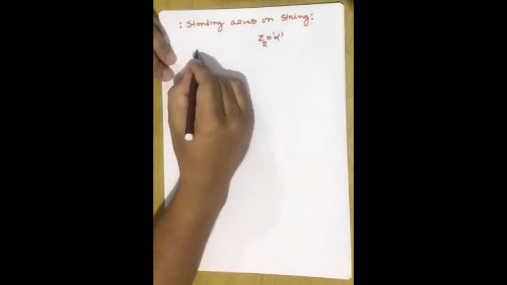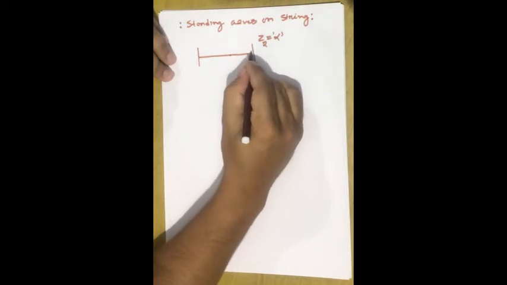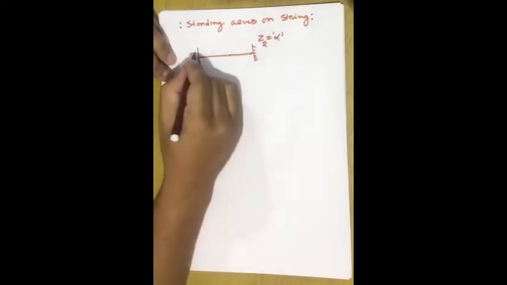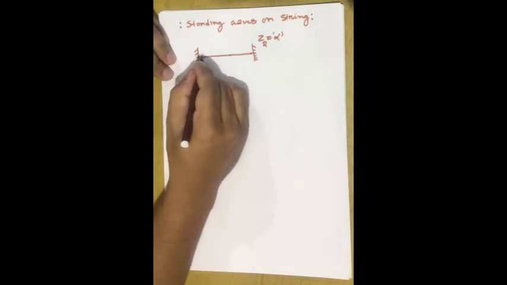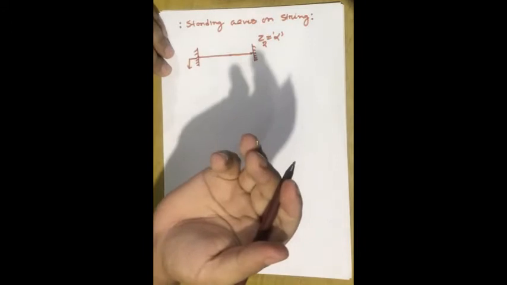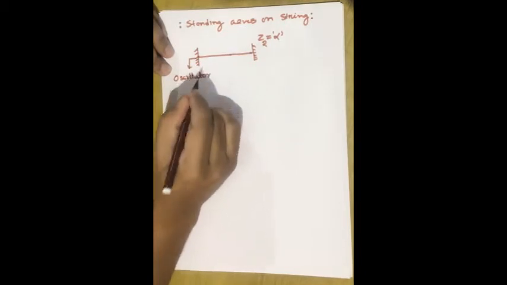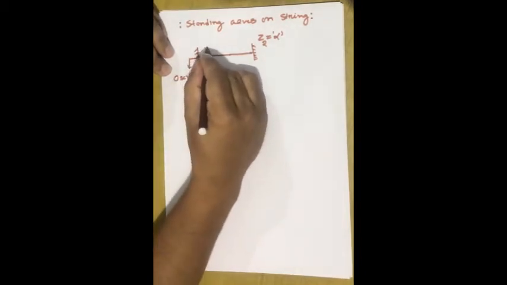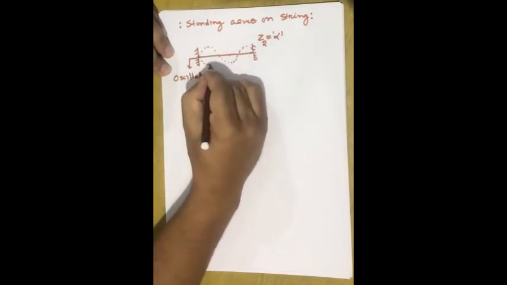So for that, the two ends of the string should be tightly fixed. Both ends should be fixed. No end should be free. And if we continuously vibrate one part of the string using an oscillator, that oscillator may be your hand or another kind of mechanical device, it doesn't matter, then we can see the formation of standing wave pattern on the string. Now, what do we mean by the standing wave?